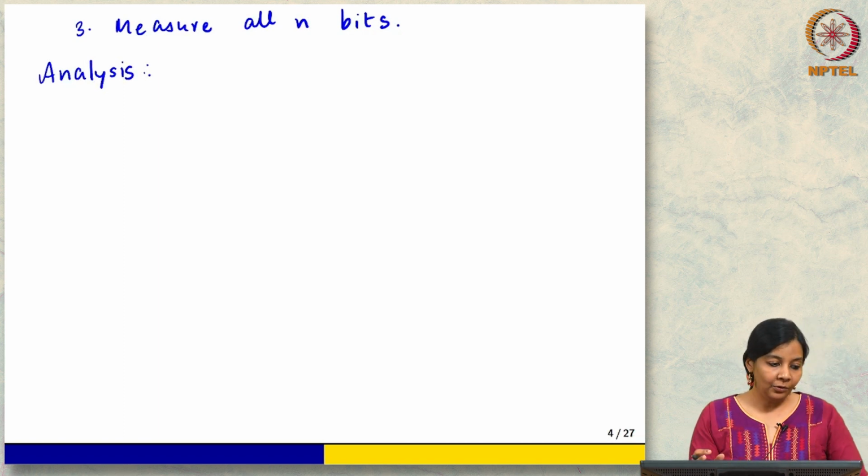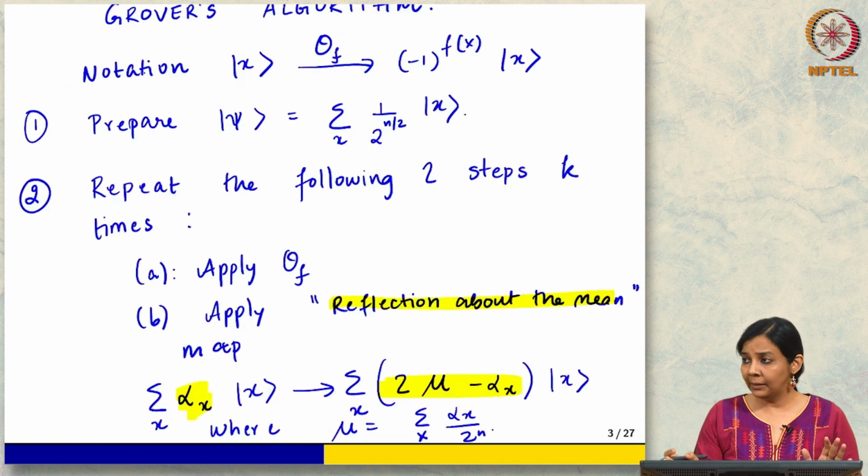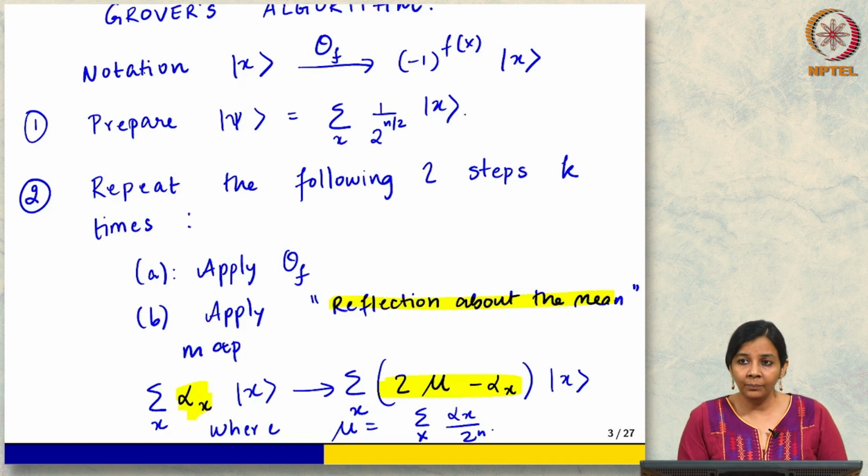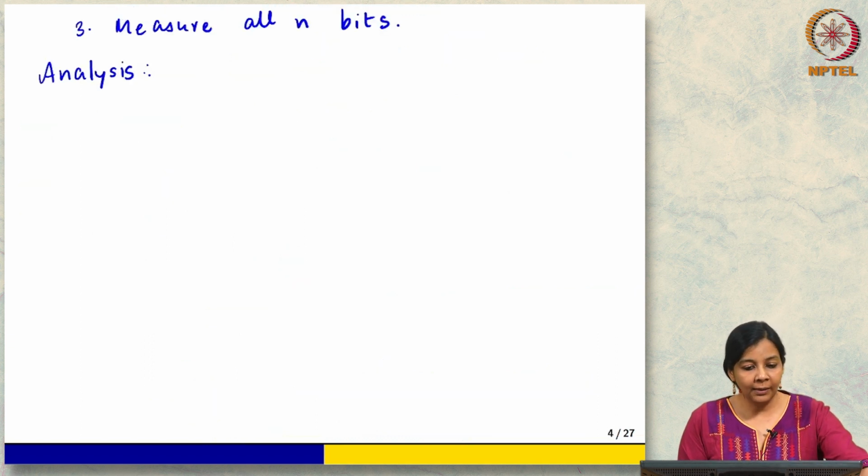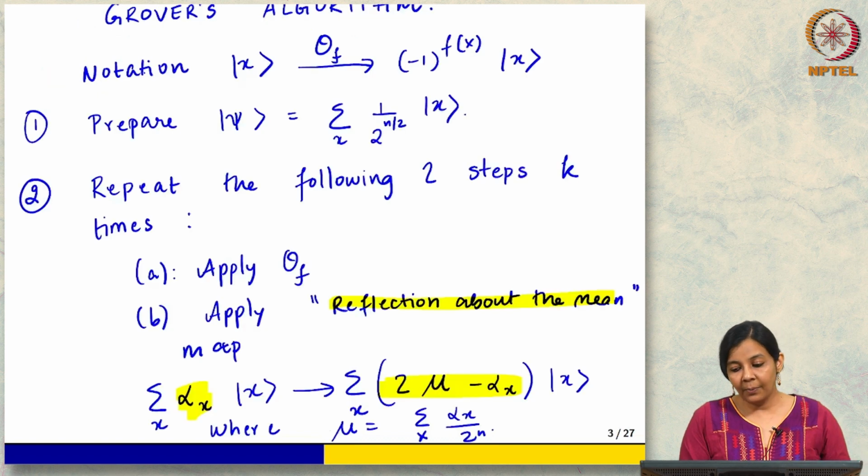There are many things to look at. First of all, is the algorithm clear? Are there any questions about the algorithm? I prepare the superposition, and then in a loop I repeat the following. I compute the function and I compute this reflection about the mean. Why is it reflection about the mean? We will see. But whatever map this is, I am going to compute this and then I will measure. Are there any questions about the algorithm?